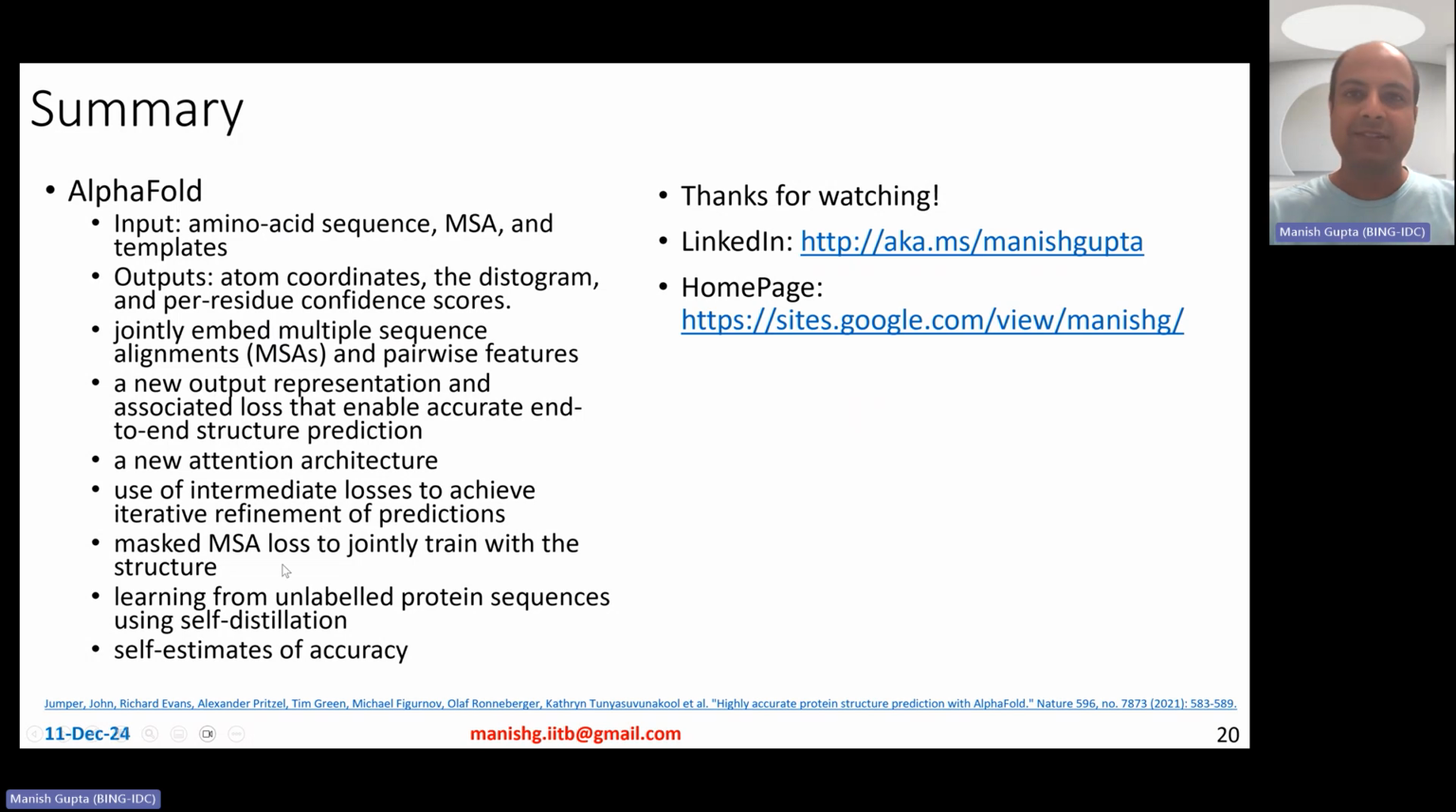There is a masked MSA loss, borrowed from the BERT literature, from the transformers literature broadly, to jointly train with the structure. There's also learning from unlabeled protein sequences using self-distillation. Remember, they trained their model in two stages. In the first stage, they trained the full model, and then applied it on unlabeled data and obtained labels for them. The high confidence ones they used to do a second round of training the model. So two rounds of self-training, or self-distillation, as you may call it. And the nice point is that the overall architecture gives you self-estimates of accuracy in terms of per residue confidence scores. So an interesting model.